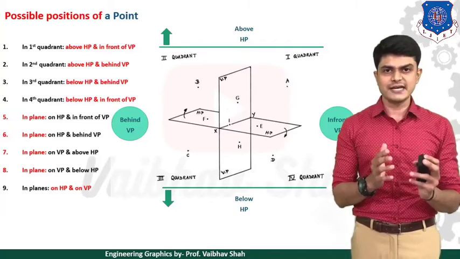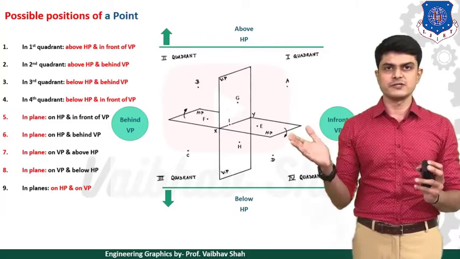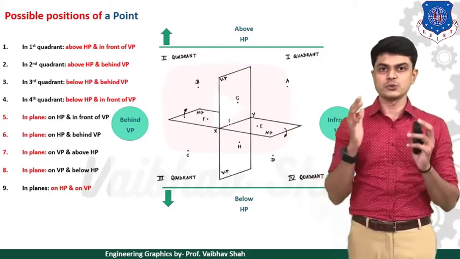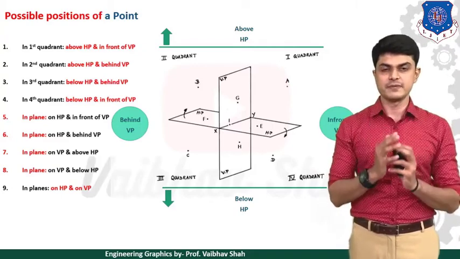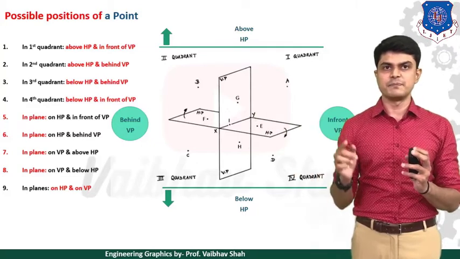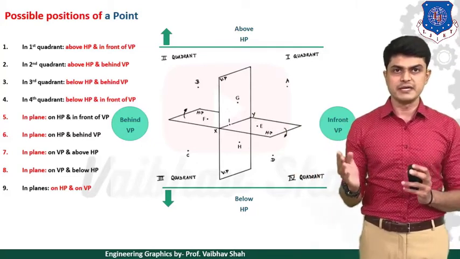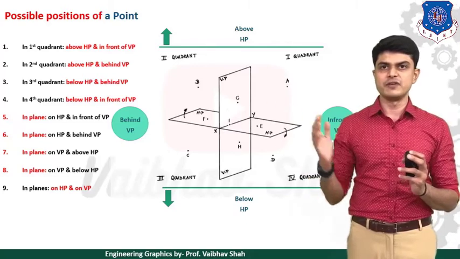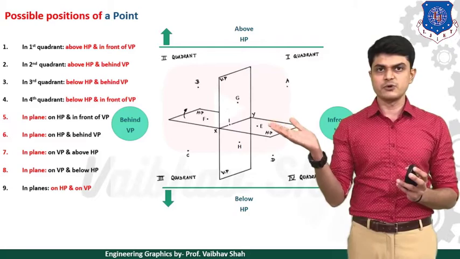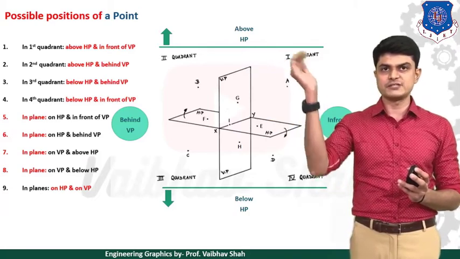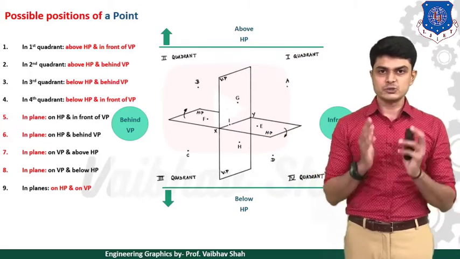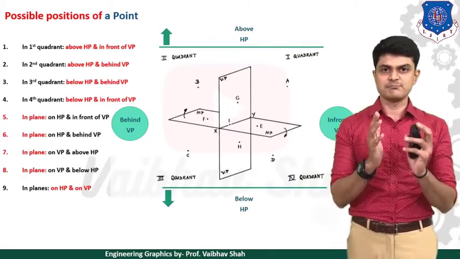The quadrant system is once again made up of two planes. First is your horizontal plane, also known as HP, and second is your vertical plane, or VP. The portion in front would be denoted by in front of VP, and the portion on the back side of your VP would be denoted by behind VP. The portion just above your HP would be denoted by above HP, and the portion below HP would be denoted by below HP. So try to get these things in mind.